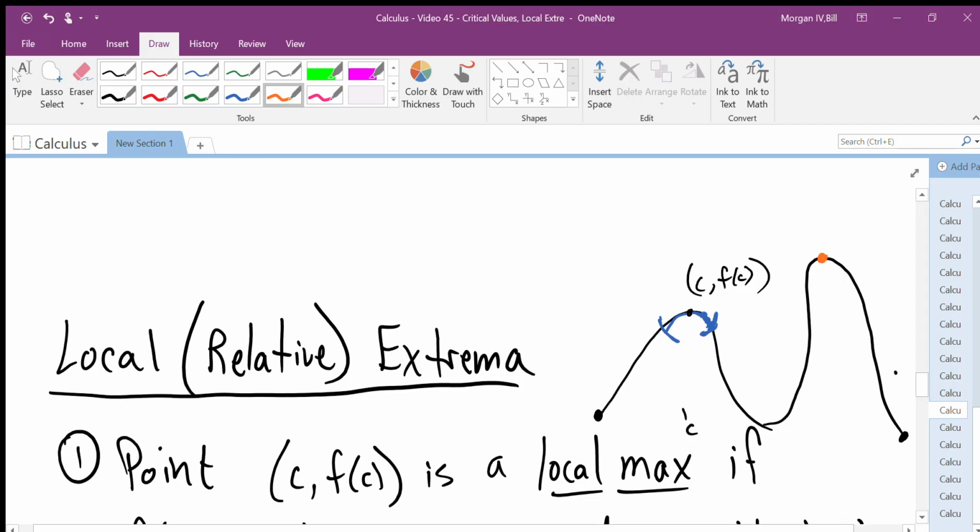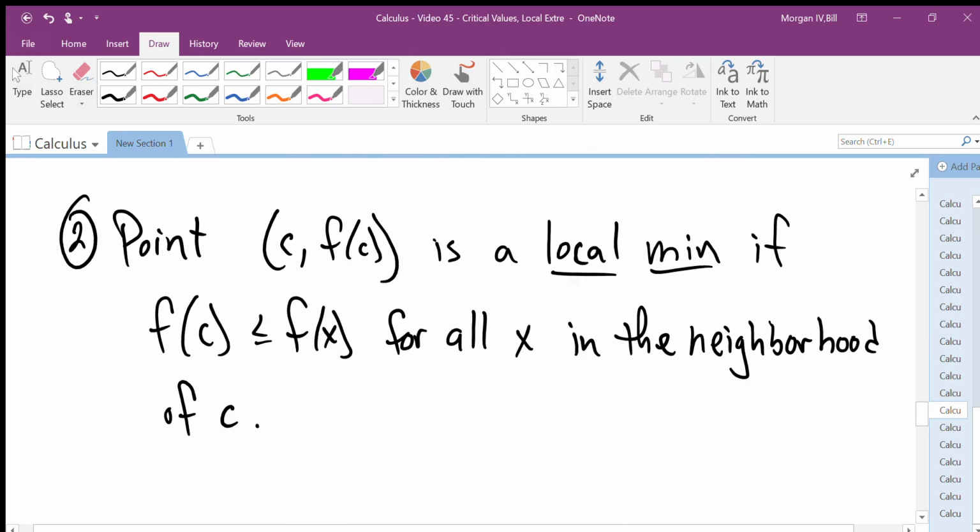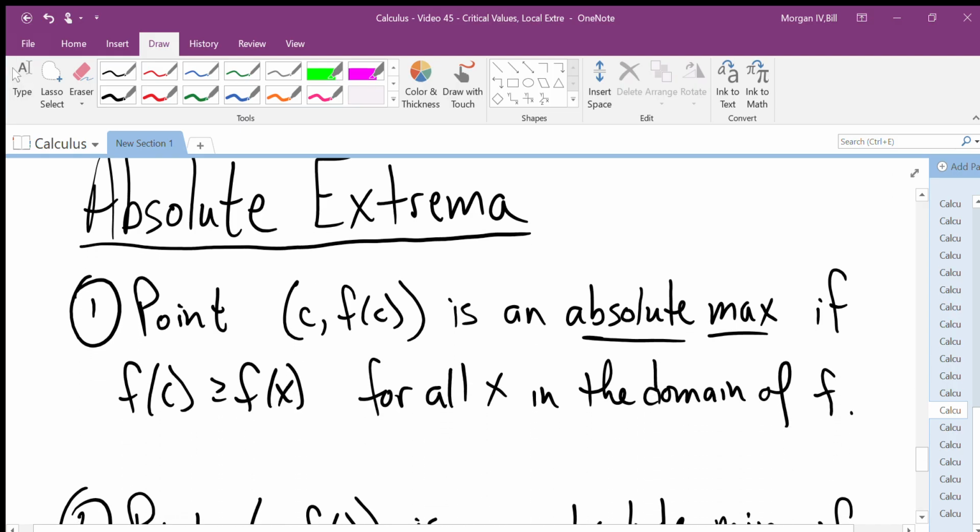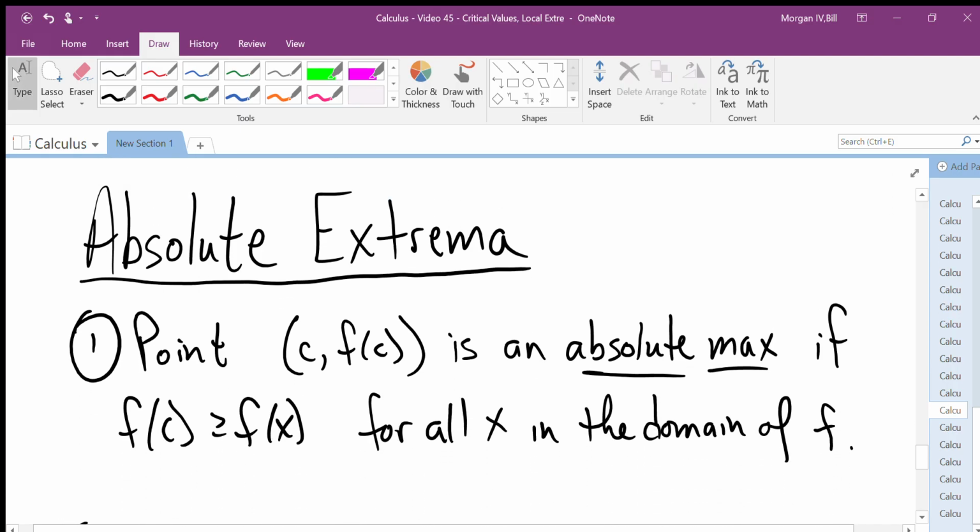Now that point in orange happens to be both a relative max, because around its neighborhood it is the highest point, but also happens to be an absolute max. It is the highest point, the greatest y value, the greatest function value for all x on the domain of the function, wherever the function exists. That would be an absolute max. So once again, point (c, f(c)) is an absolute max if f(c) is greater than or equal to f(x) for all x in the domain of f.